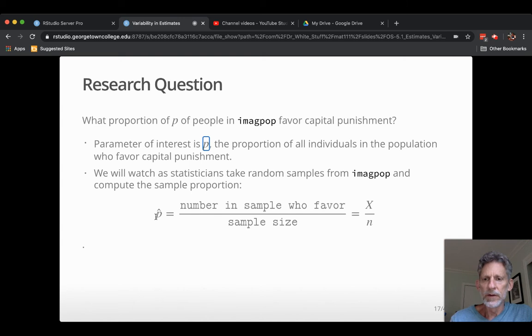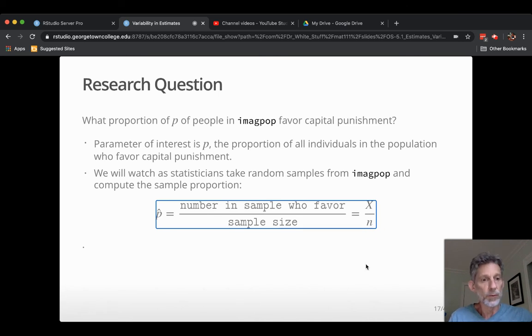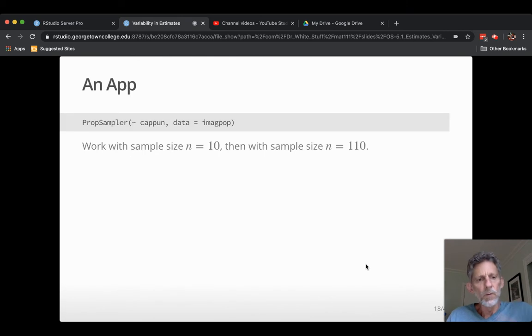And they will compute the sample proportion, this p hat number. They will compute the number in their sample who favor capital punishment, and they'll divide by their sample size. So symbolically, X here is how many in the sample favor capital punishment, and N is the sample size. And that's their sample proportion. We can watch these statisticians do this with a function from the TigerStats package called propsampler. All you have to do is tell it what categorical variable you want to work with. It needs to be one that has just two answers, like Kapun, favor or oppose. And you need to say what data set that variable lives in.